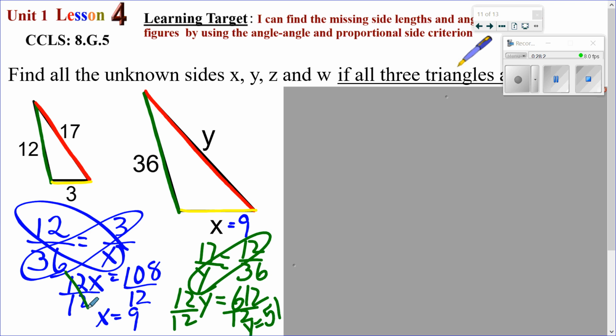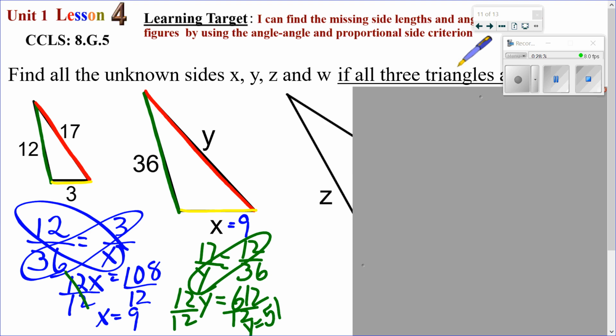I had to solve for Y. This time I did red to red, 17 is to Y, equals, and I used a green to green. You could have used yellow to yellow, 3 is to 9. And I did 12 is to 36, cross products, Y equals 51.